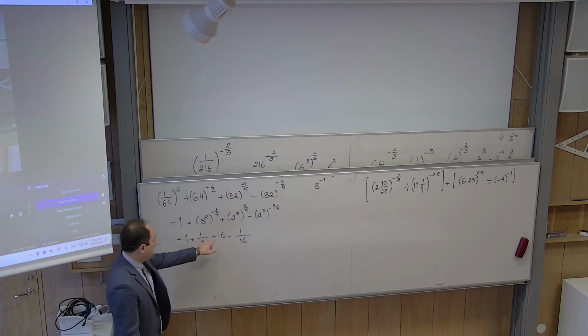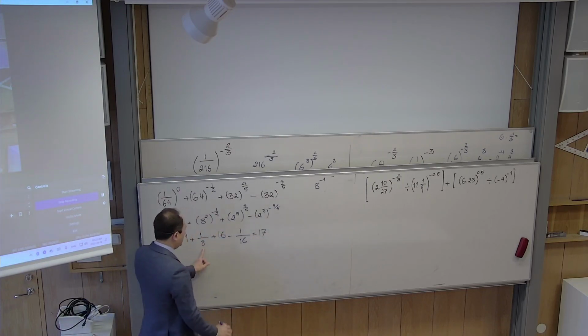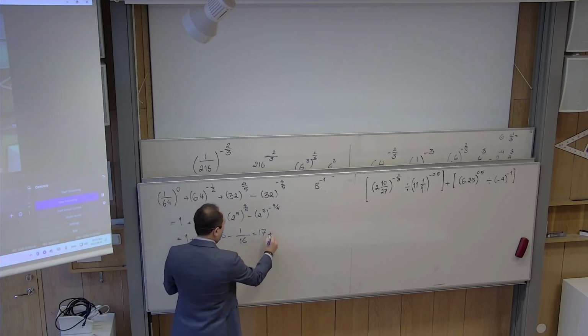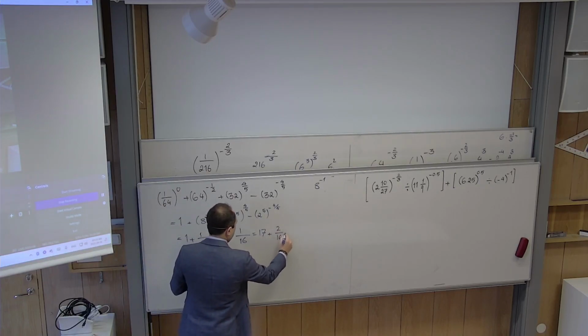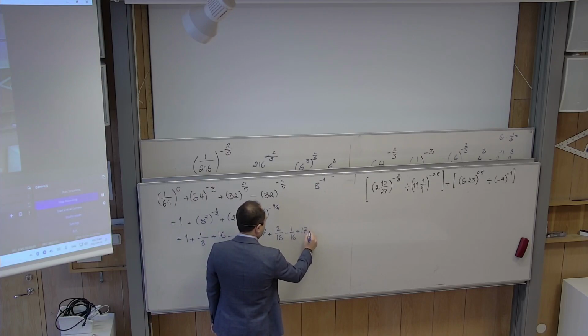And then 1 and 16 becomes 17. And then I have to simplify these two, but this denominator is 8. I can rescale it and write it 2 over 16 minus 1 over 16. So the answer is 17 plus 1 over 16.